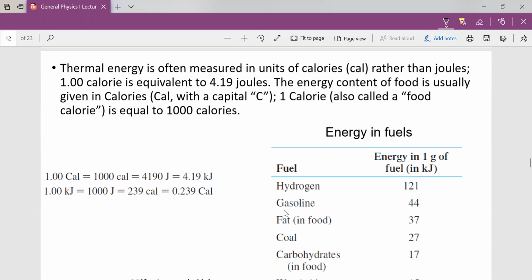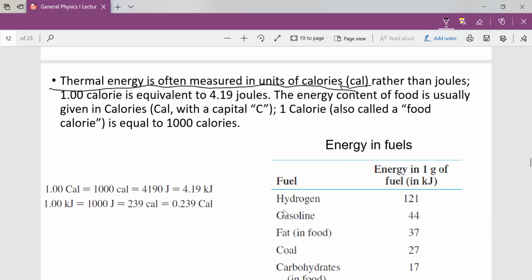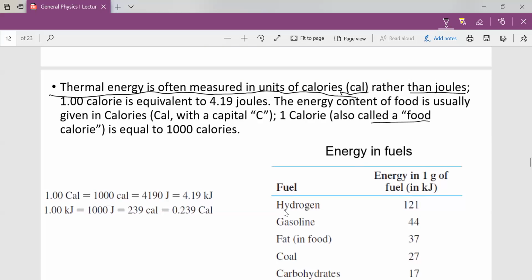But what you have noticed is that thermal energy is often measured with the unit calorie. The unit calorie is used in most cases other than joules. But we have two types of calorie. When we say calorie in your food, it's different from the calorie that is just the unit for thermal energy. To establish quickly the relationship between these two, the one for food is always written with a capital C, while the other one is written with a small cal.